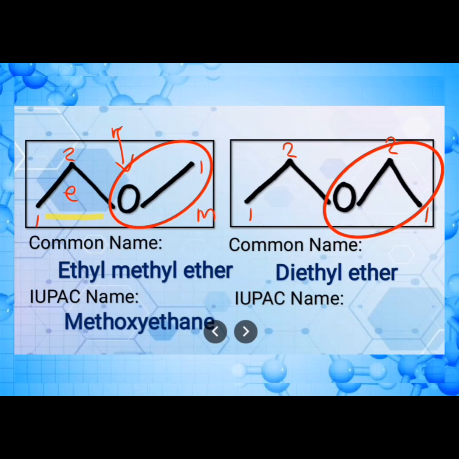And for the IUPAC name, the ethyl here is our oxy substituent, since there is a presence of carbon. So we conclude that this section is our ethoxy, and the ethyl here will be our parent chain. So it will become the IUPAC name ethoxyethane.